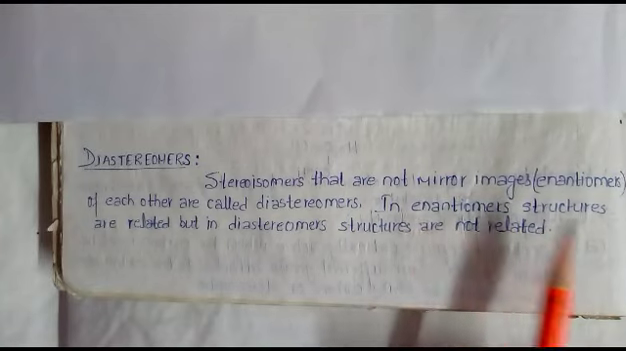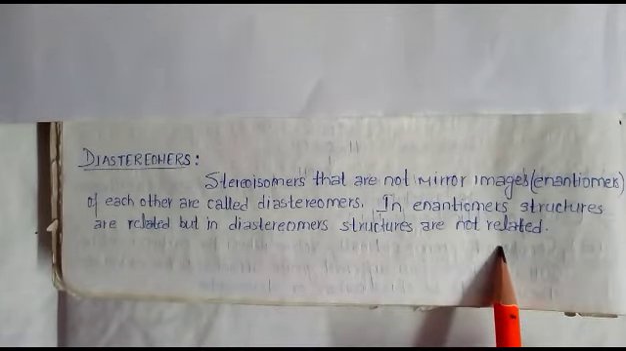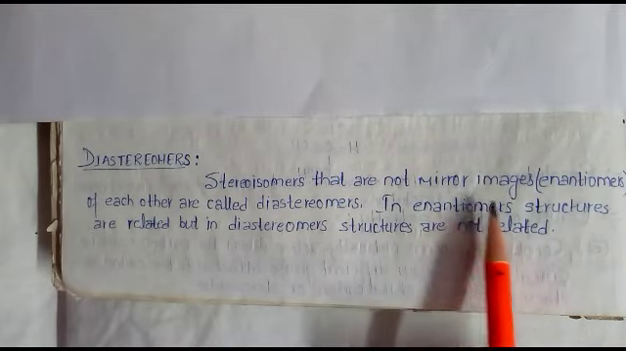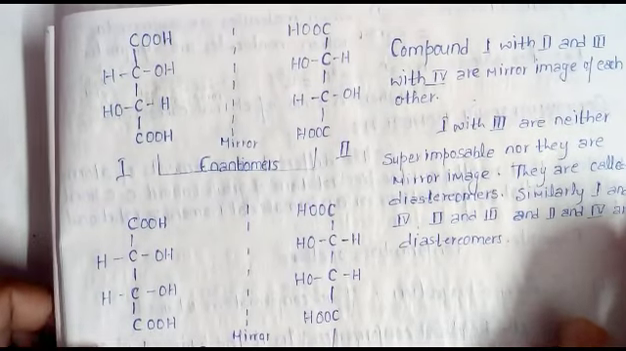In enantiomers, structures are related, but in diastereomers, structures are not related. Why? Because they are not mirror images of each other. Let's see some examples. You can see the example.